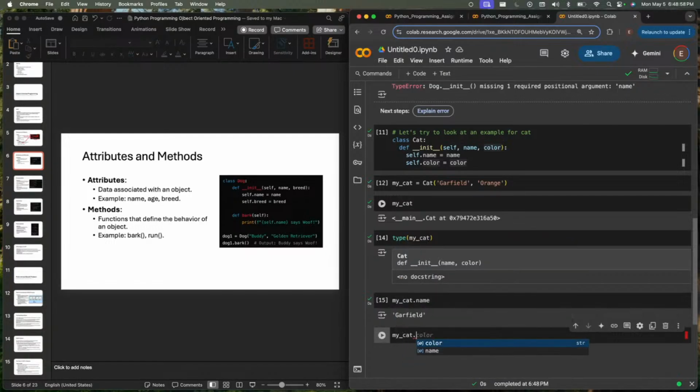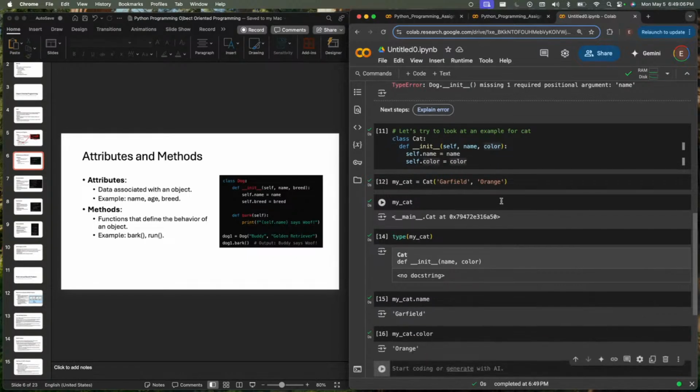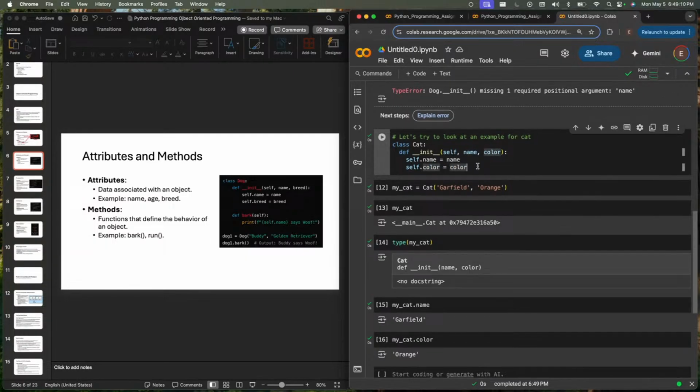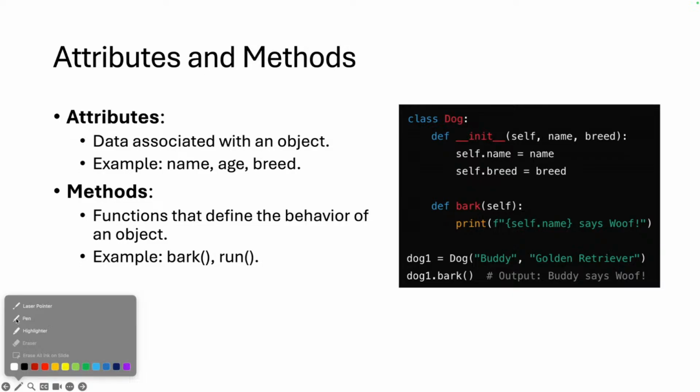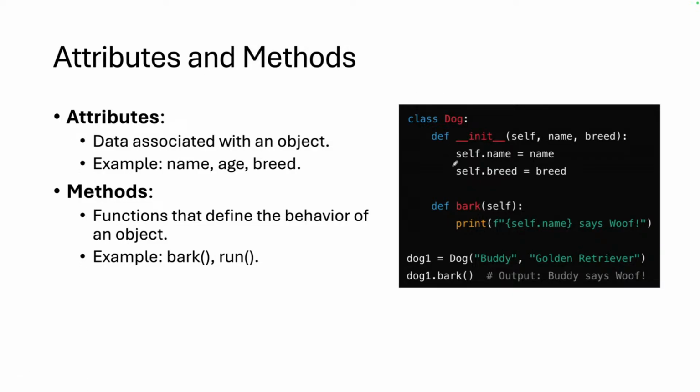And now if we call my cat dot, you can see there's actually two options here. Last time we just had name. Now we have name and color because we added a second attribute to the cat class. So that's what an attribute is. It's data associated with the object. And the way that you update and change that data is by calling self.